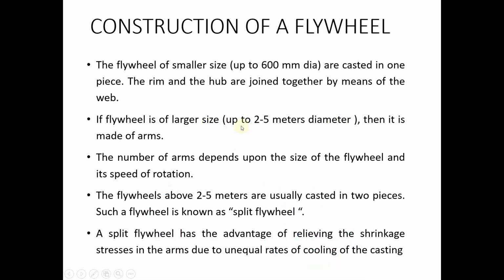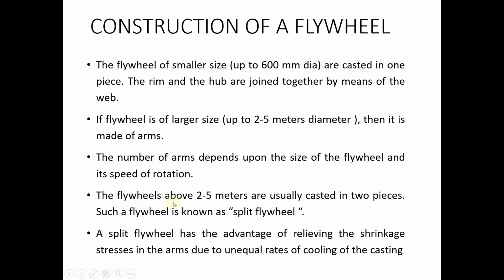If the flywheel is larger, for example around 2 to 5 meters diameter, so they are very large flywheels usually used for machining purposes in heavy machinery like large punches and rams, etc., where large force is needed. In such cases the flywheels will be very large, and they are made up of arms to prevent deflection. And the number of arms depends on the size of the flywheel and speed of rotation.